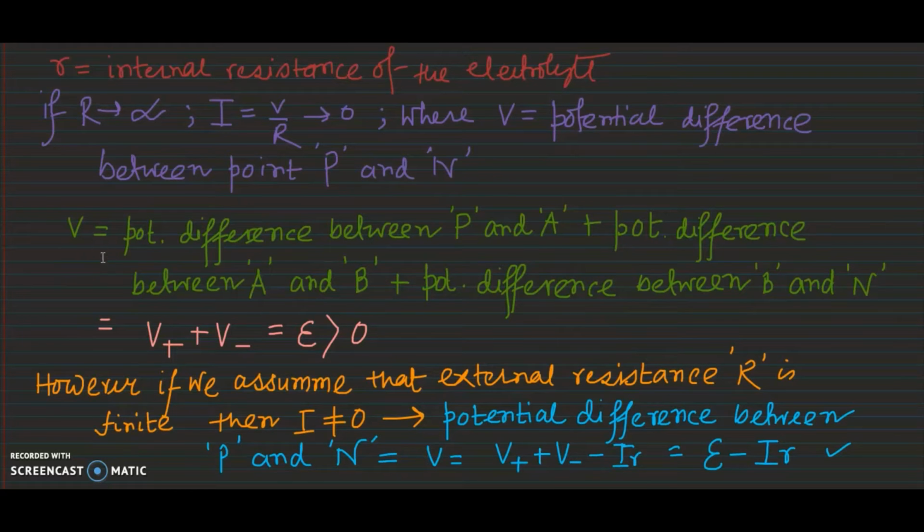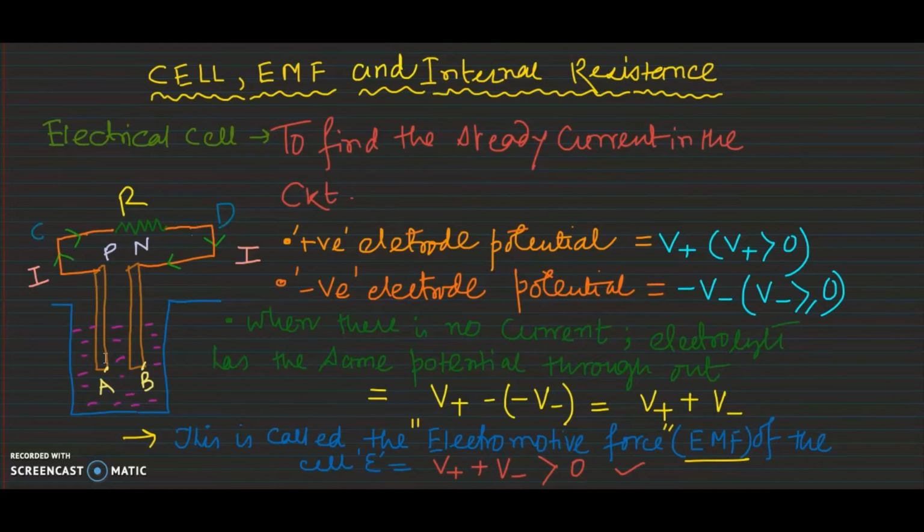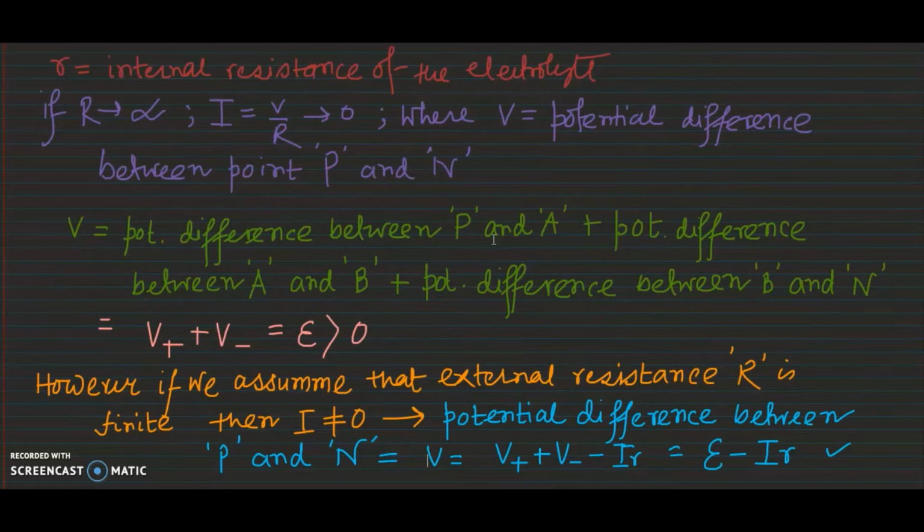So I can write capital V is equal to the potential difference between P and A, which are on the same material, so it has zero potential difference in between, plus the potential difference between A and B, plus the potential difference between B and N. So the first term and the third term are 0. Only the potential difference between A and B remains, that is the electromotive force. So V is equal to V plus plus V minus, which is equal to epsilon. I have already discussed that epsilon, the electromotive force, is greater than 0.